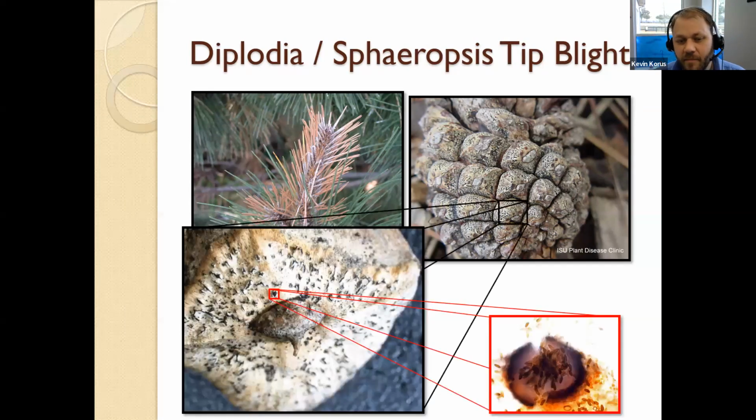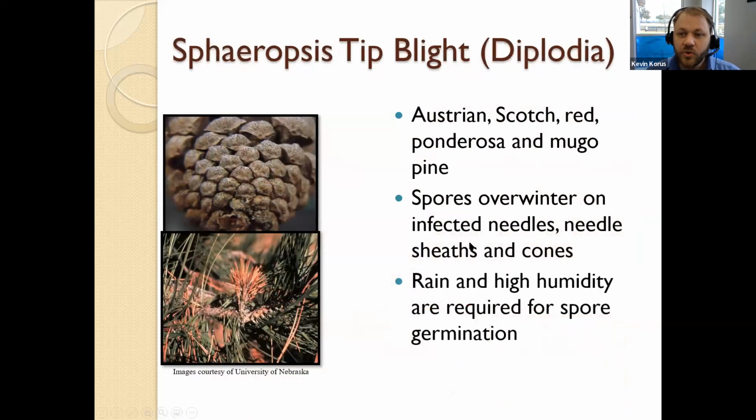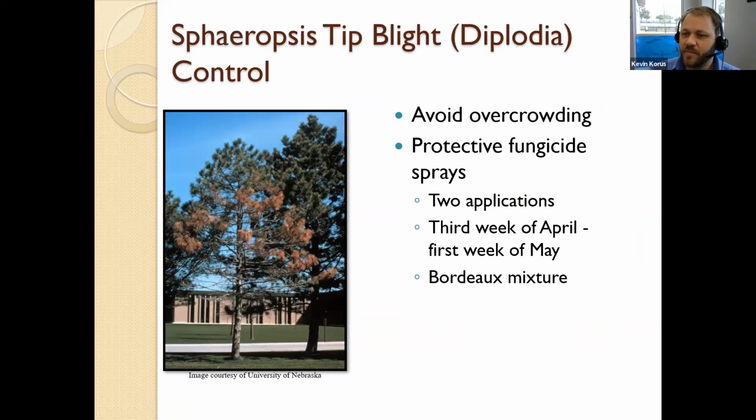If we were to zoom in and pick one of those little black dots out, we see that it's actually contained within a pycnidium. So it's this circular cased housing that will open up and release all those spores. You can see that housing in the bottom right-hand picture, and then you can see all the individual spores. That's what we're looking for in a diagnostic lab to confirm something like this. We'll kind of blow through what it gets on, but it has a wide range of pines that it can infect.